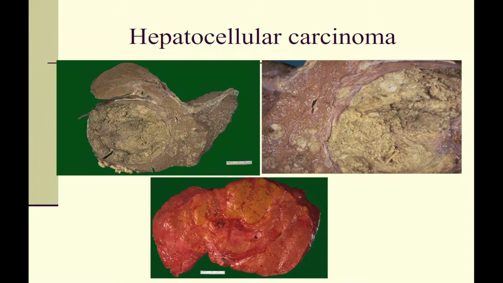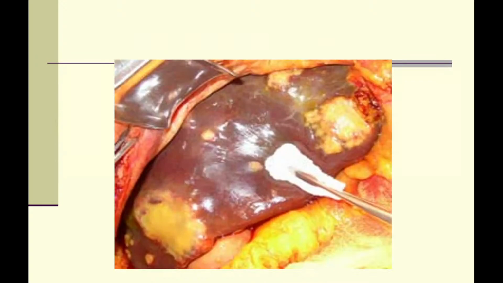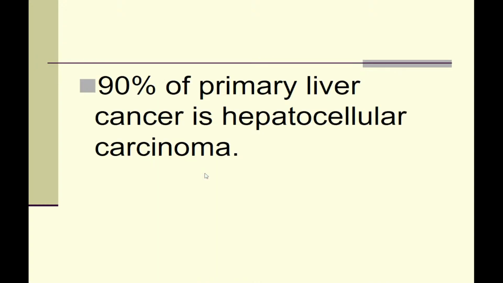Hepatocellular carcinoma arises from the hepatocytes of the liver. Here we see metastasis in the liver. It is multiple metastasis in the liver right lobe. 90% of primary liver cancer is hepatocellular carcinoma. It is the most common liver cancer.